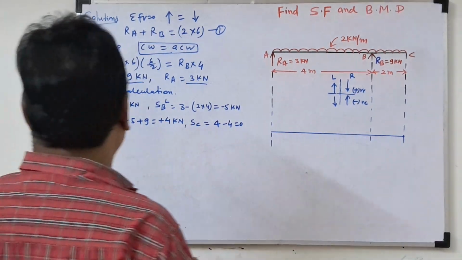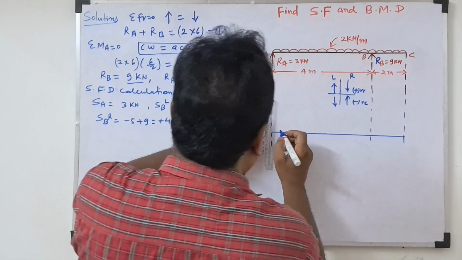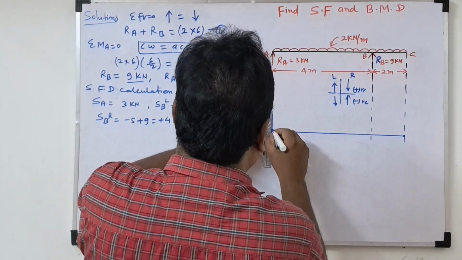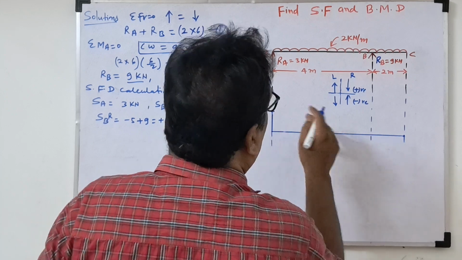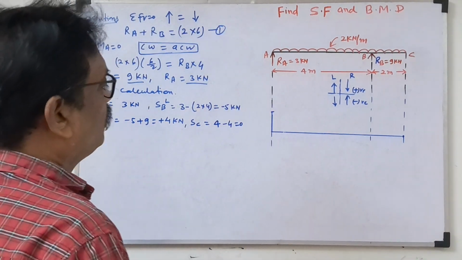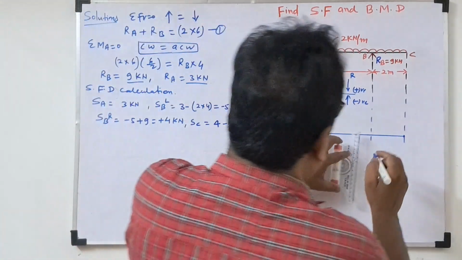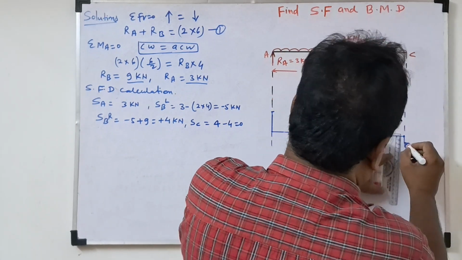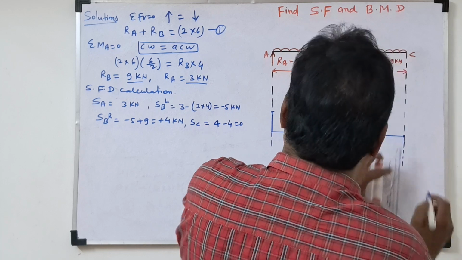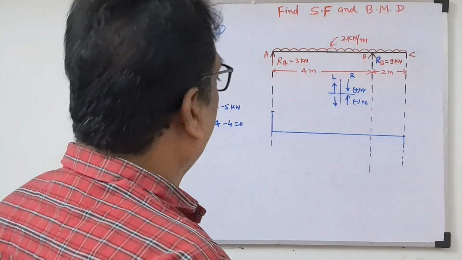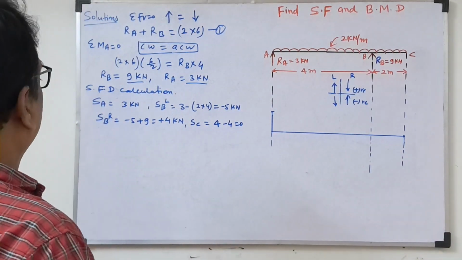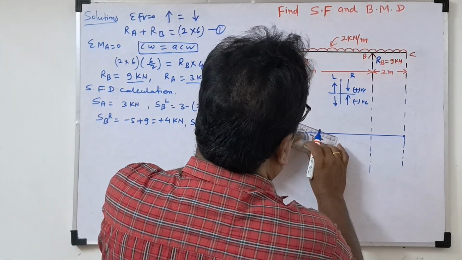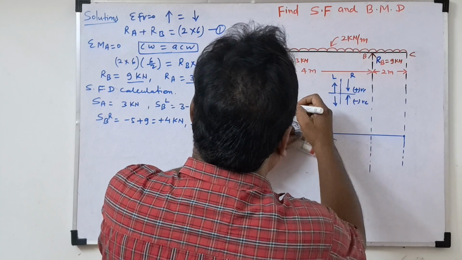Okay, now we'll draw the diagram. Shear force at A is 3 kilonewton, so draw this line at 3 kilonewton. Now the UDL is there, so up to B it will cross the zero line. So draw this extended line. Then SB: SBL first is minus 5, so we draw it here. The inclined line will go down.